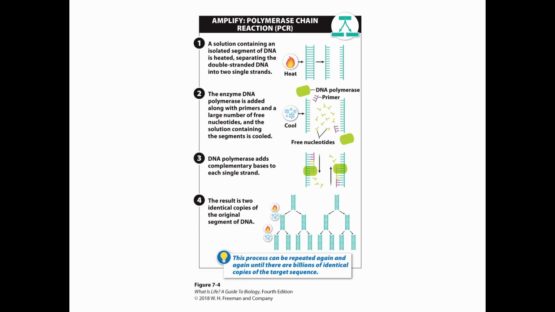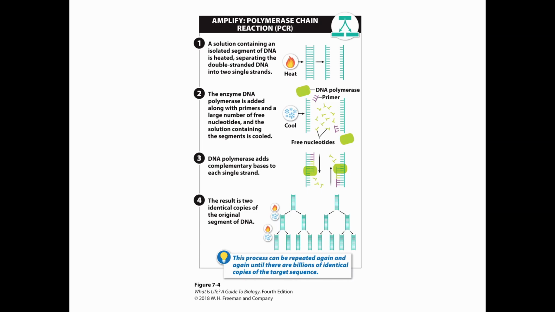When we apply heat, it's going to force the two strands of DNA to separate, from double-stranded into single-stranded. From there, now we've forced the two strands away from each other, we then bring in DNA polymerase with the proper primers and a bunch of free nucleotides, and we allow the enzyme to start building on these free DNA strands.